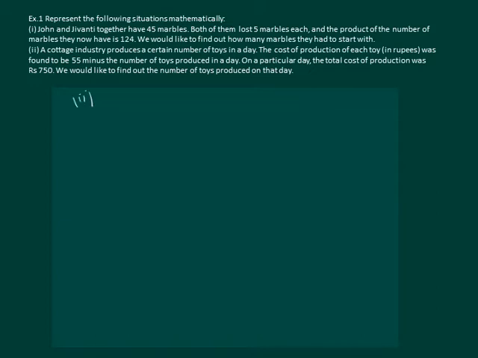Let us read the second part of the same question. We have to represent the following situation in mathematics. A cottage industry produces a certain number of toys in a day. The cost of production of each toy in rupees was found to be 55 minus the number of toys produced in a day. On a particular day, the total cost of production was rupees 750. We would like to find out the number of toys produced on that day.